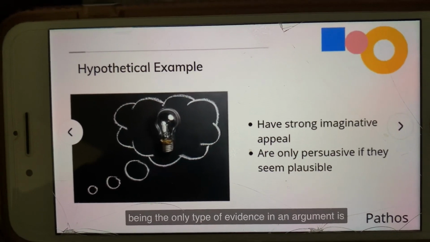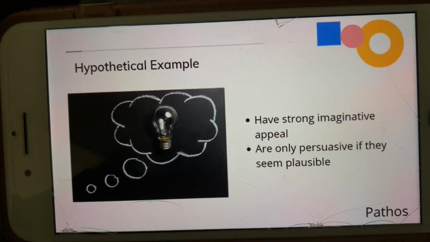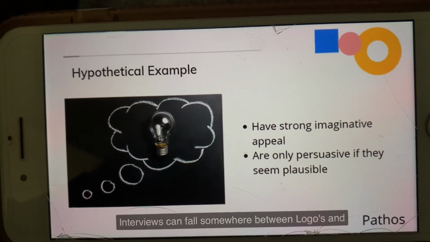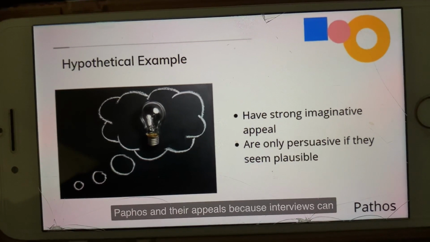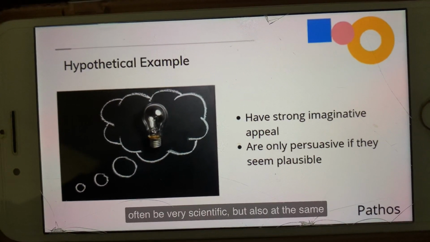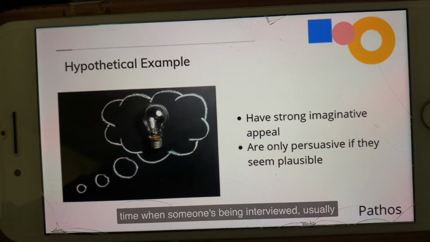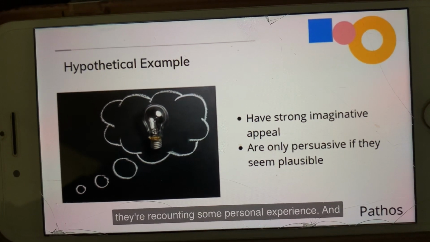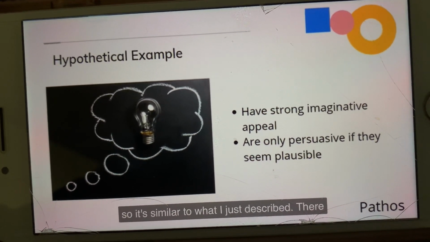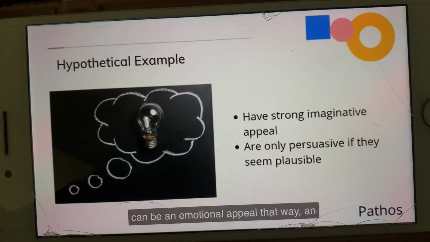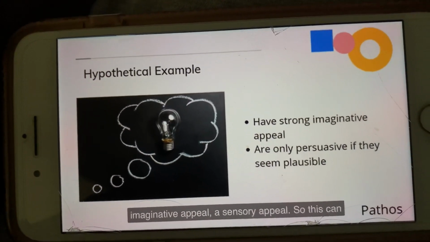You might utilize hypothetical examples, or an arguer might use hypothetical examples if there isn't a lot of research available about an issue. These can have strong imaginative appeal, so you might present a possible scenario you could see happening in the future, for example. They're only going to be persuasive, however, if they seem plausible, if they seem like they're possible, there's some realistic element to that hypothetical example.